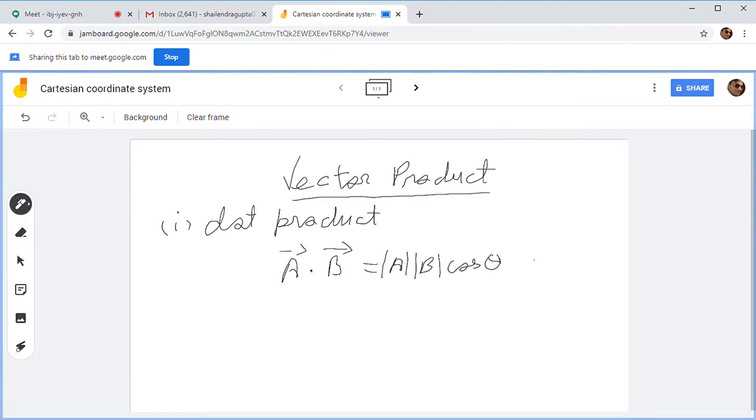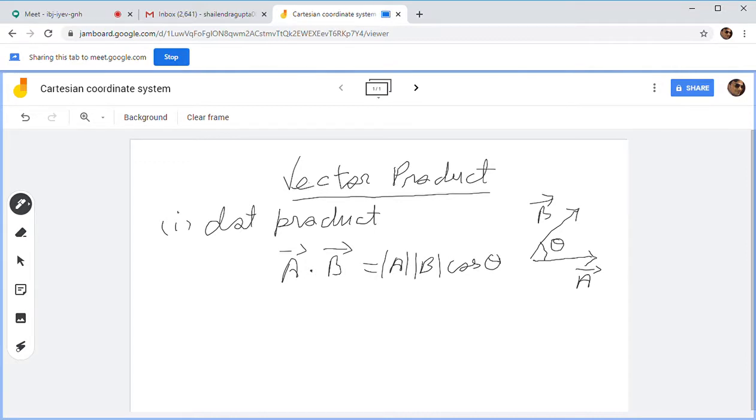So we can graphically draw this. If this is vector A and this is vector B and this is theta, then we say that A dot B is mod A mod B cos theta. So we can easily see that when theta is 90 degrees, your dot product will be 0. So this is popular from your junior classes.